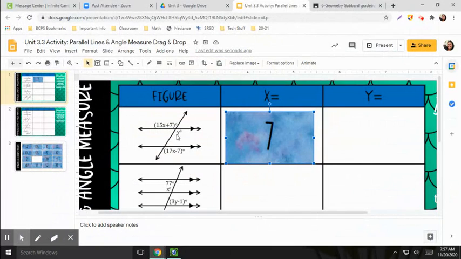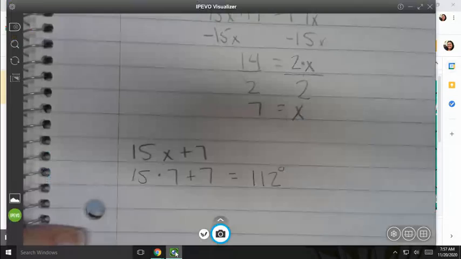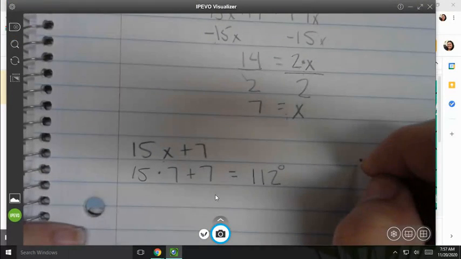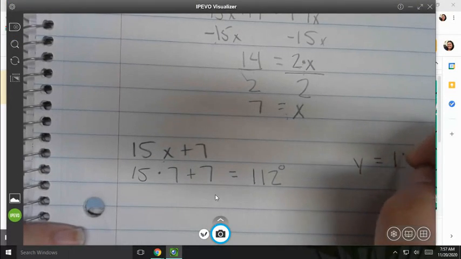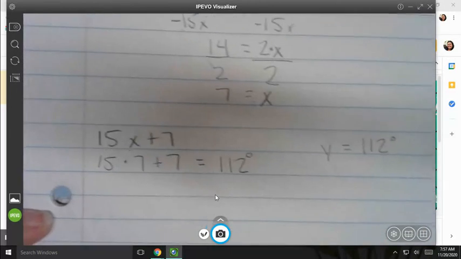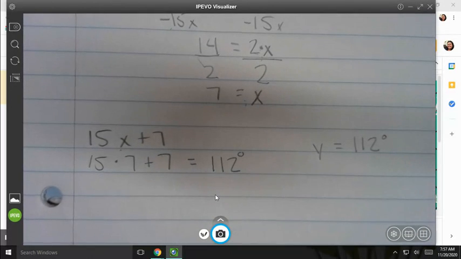Here's the cool thing. If this measure is 112 degrees here, this measure is 112 degrees here, and this measure is 112 degrees here. So if all of those are equal, we can say that y is equal to 112 degrees. That's our big equation that we had to do to solve for y.